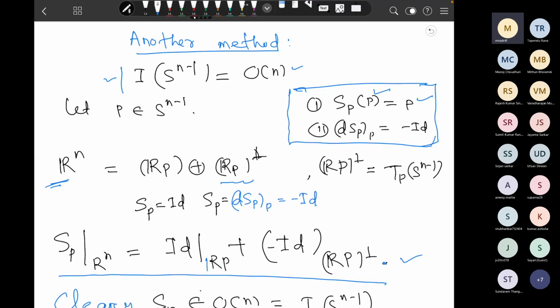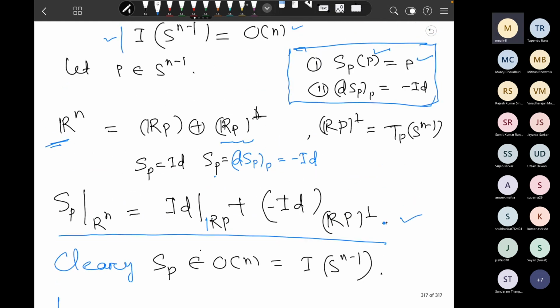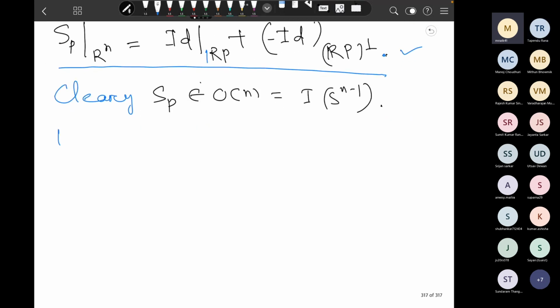And since SP is linear, DSP at P is equal to SP. So on RP perp, SP is minus identity. So SP on Rn is equal to identity on RP plus minus identity on RP perp. Is this clear? Yes, Munna. Thank you. Now since SP belongs to O(n), this is an isometry. If you want to show the isometry, this is also easy.